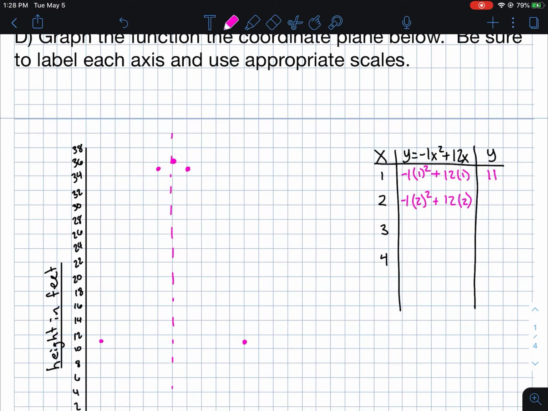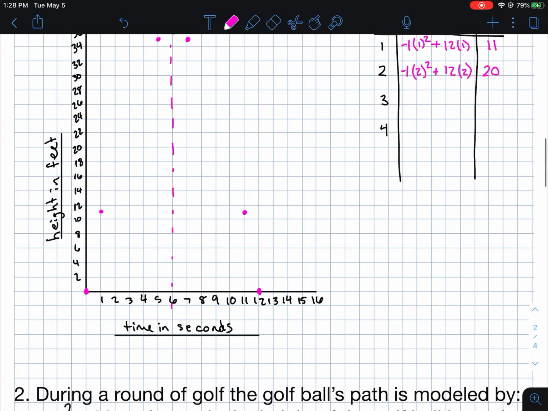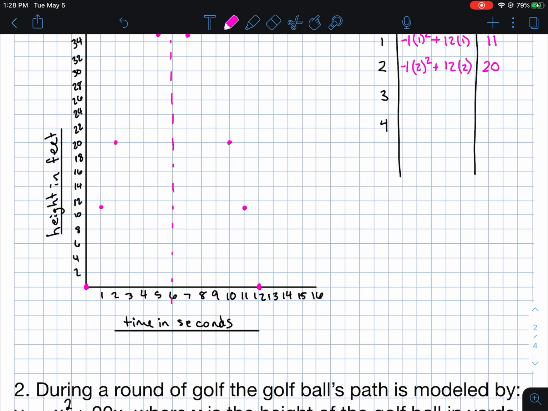So I knew that when I got 44, that was too big because that's greater than my vertex, and I was like, something's wrong. Alright, so 2 squared is 4, times -1 is -4. 12 times 2 is 24. So -4 plus 24 is going to give me 20. So I know that (2, 20) is a value. I also know (10, 20) is a value.